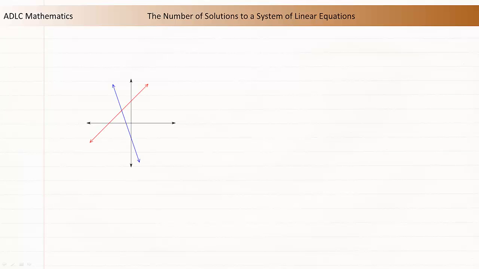The type of system you've seen most often is one whose graph includes two lines with different slopes. A system like this will have one solution that corresponds to the coordinates of the point of intersection of the lines.